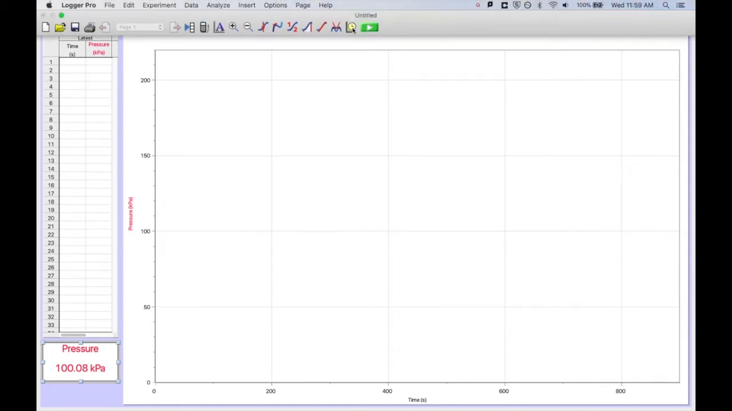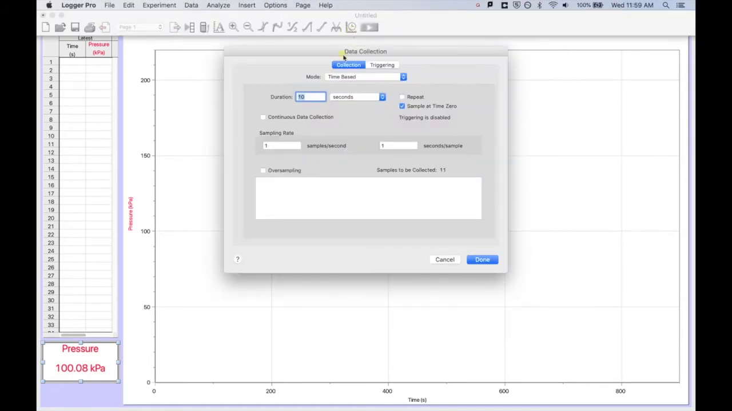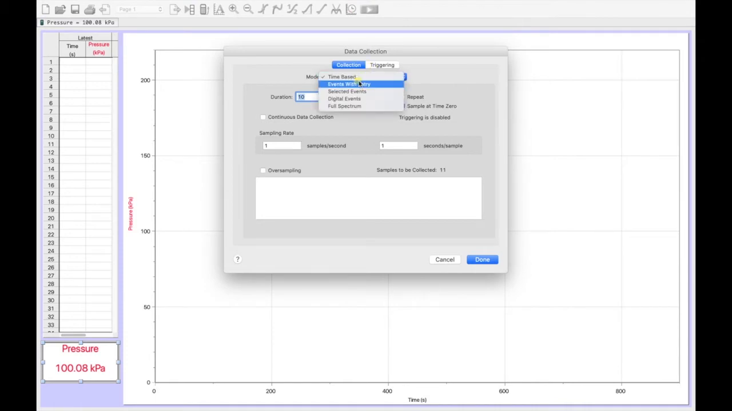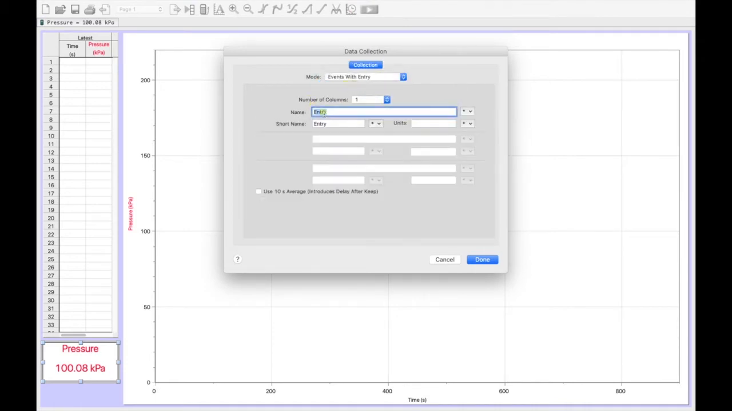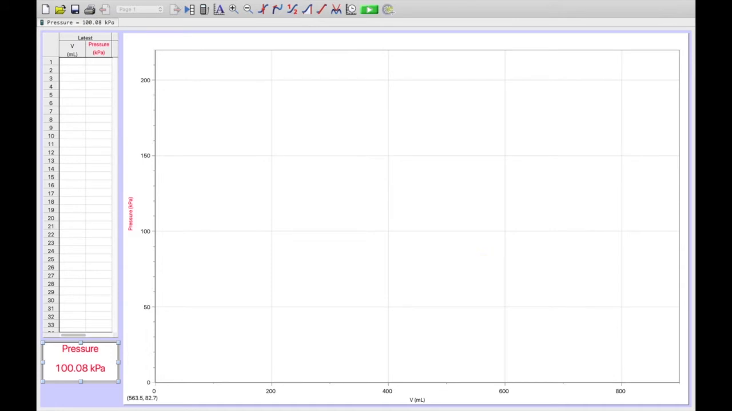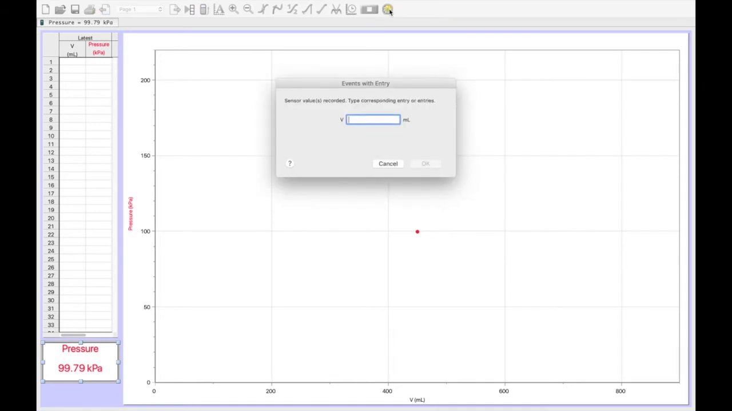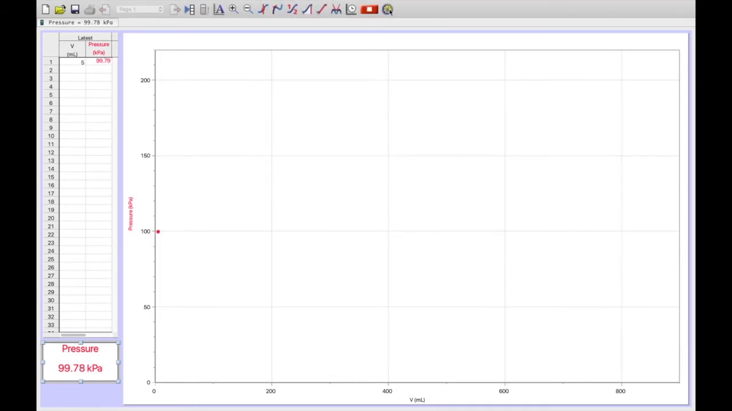So what I'm going to do is quickly change the settings here so that I can run this experiment with an event. So we're going to say volume. I want to see how the pressure changes with the volume in milliliters. So hit the start key, and the first data point is at 5 milliliters. So I enter that. All right, and now I'll begin to extend this back.